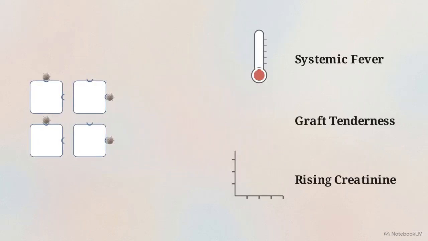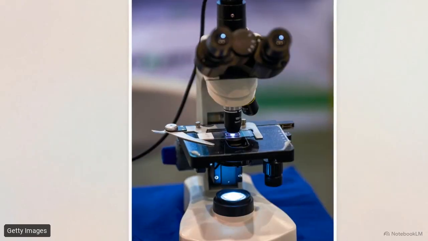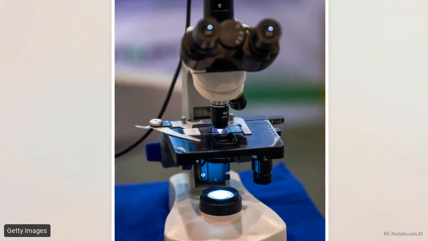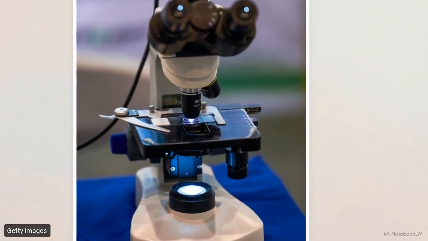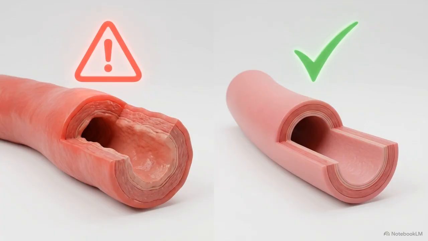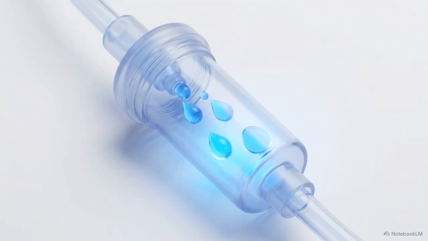This cellular attack presents with a specific clinical signature: systemic fever, localized graft tenderness, and a rapidly rising creatinine. The diagnostic prerequisite for this phase is a biopsy confirming the presence of dense lymphocytic infiltration. Unlike the irreversible thrombosis of hyperacute rejection, this cellular inflammation is exquisitely reversible. Following diagnostic confirmation, acute cellular rejection dictates a medical mandate for initiating high-dose pulse IV corticosteroids.